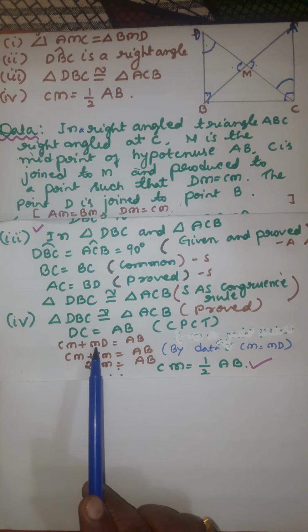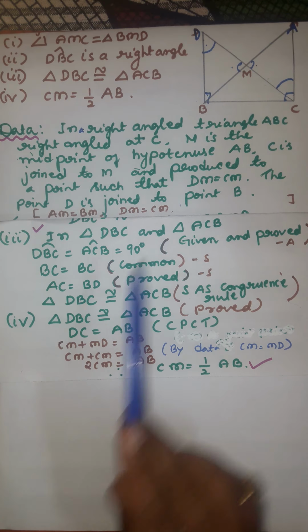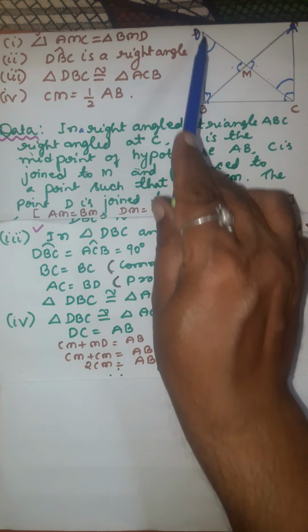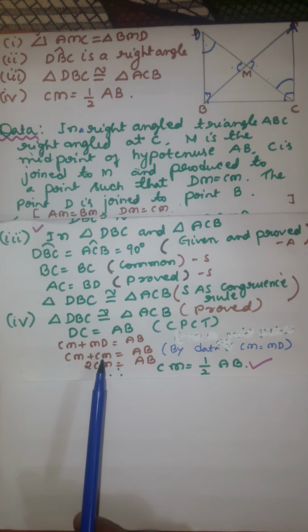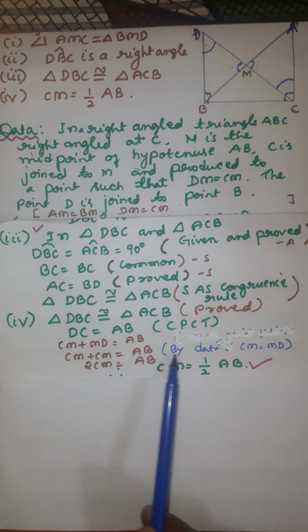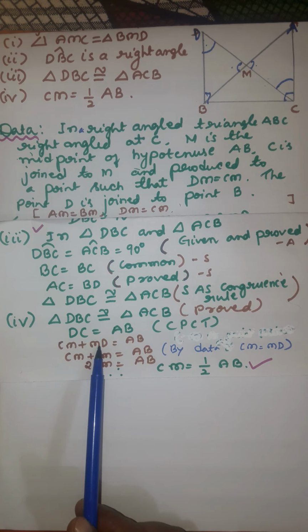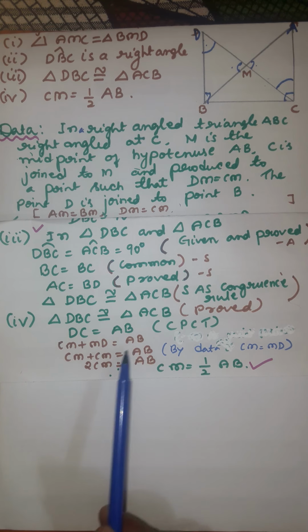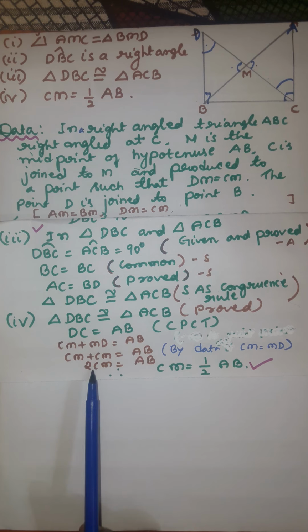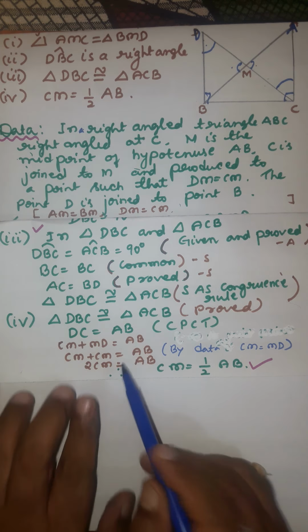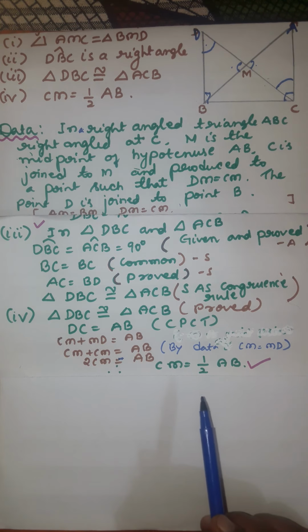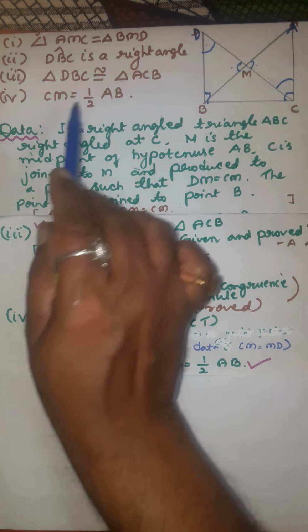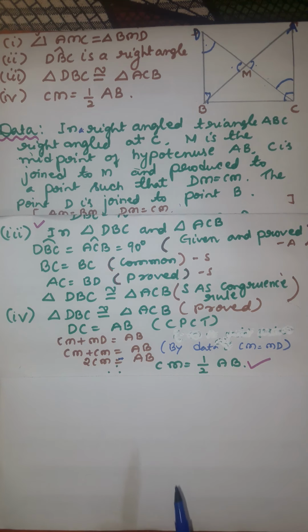So, in the place of MD, I am going to write CM, because CM is equal to MD by data. CM plus CM is equal to AB. CM plus CM is equal to 2CM. So 2CM is equal to AB. Therefore CM is equal to half of AB. So what we have to prove according to the fourth part? CM is equal to half of AB.